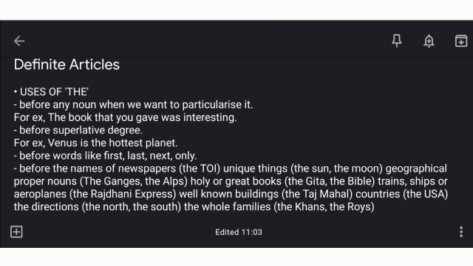For example, the Rajdhani Express. Well-known buildings. Buildings that are very popular, for example, the Taj Mahal, we write the before it. Countries, the USA, United States of America, we write the before it. We also write the before directions: the north side, the south side, the east side, the west side. The whole families, the Khans, the Roys. For example, my surname is Daga. So overall, when we are talking about my family, we will write that it is the function of the Dagas. So when we talk about a particular family, we write the surname, and before the surname we write the. So that's it for the chapter.